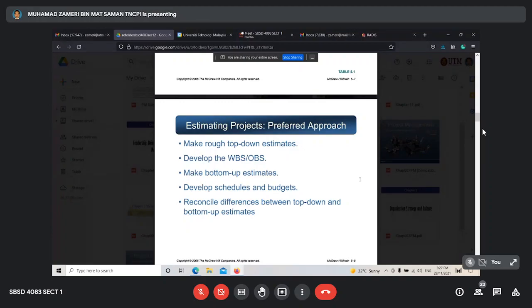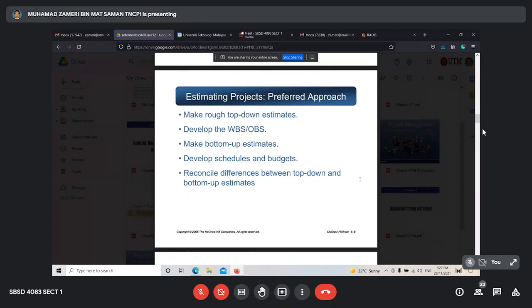Then you can also make a bottom-up estimate. Bottom-up estimate means you get ideas from your staff. Maybe your staff have knowledge of estimation, so they give you ideas in order for you to estimate the whole system. Develop schedule and budget. That means we need to have a schedule and we need to have a budget. Schedule refers to time, budget refers to cost. It's very important. And please differentiate between the top-down approach and the bottom-up approach, because these are different situations.